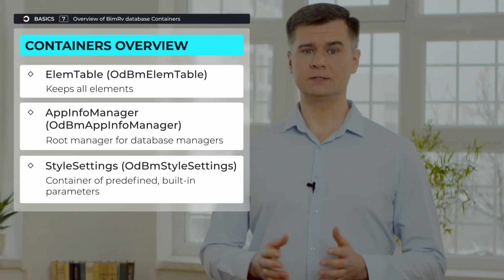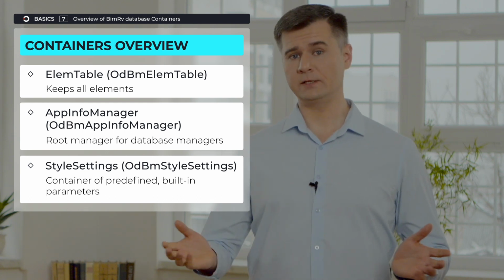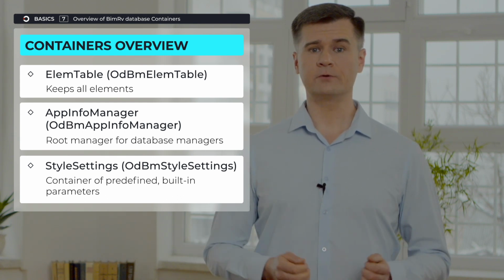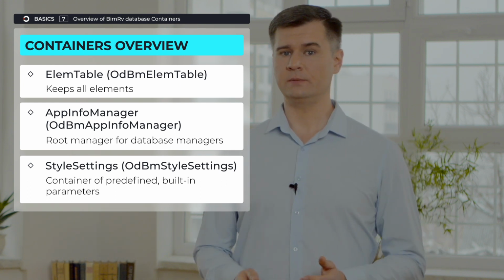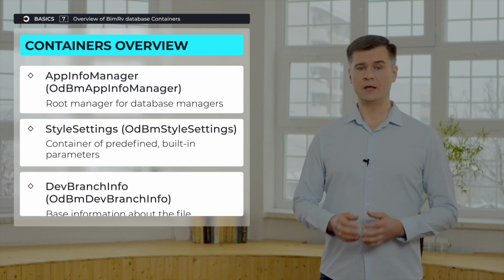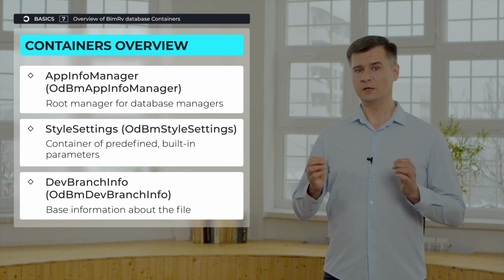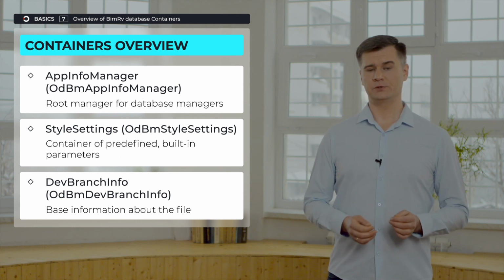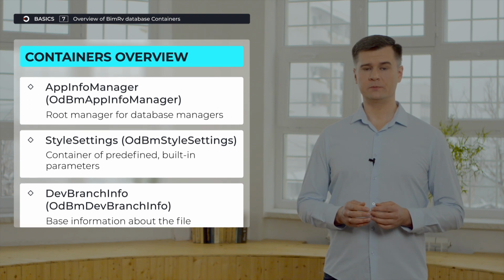Next, Style Settings. Style Settings container includes style-related containers, such as category table, material table, font table, field pattern table, and many others. And finally, Dev Branch Info. Dev Branch Info contains the product information, username, language, file version, and other related parameters.